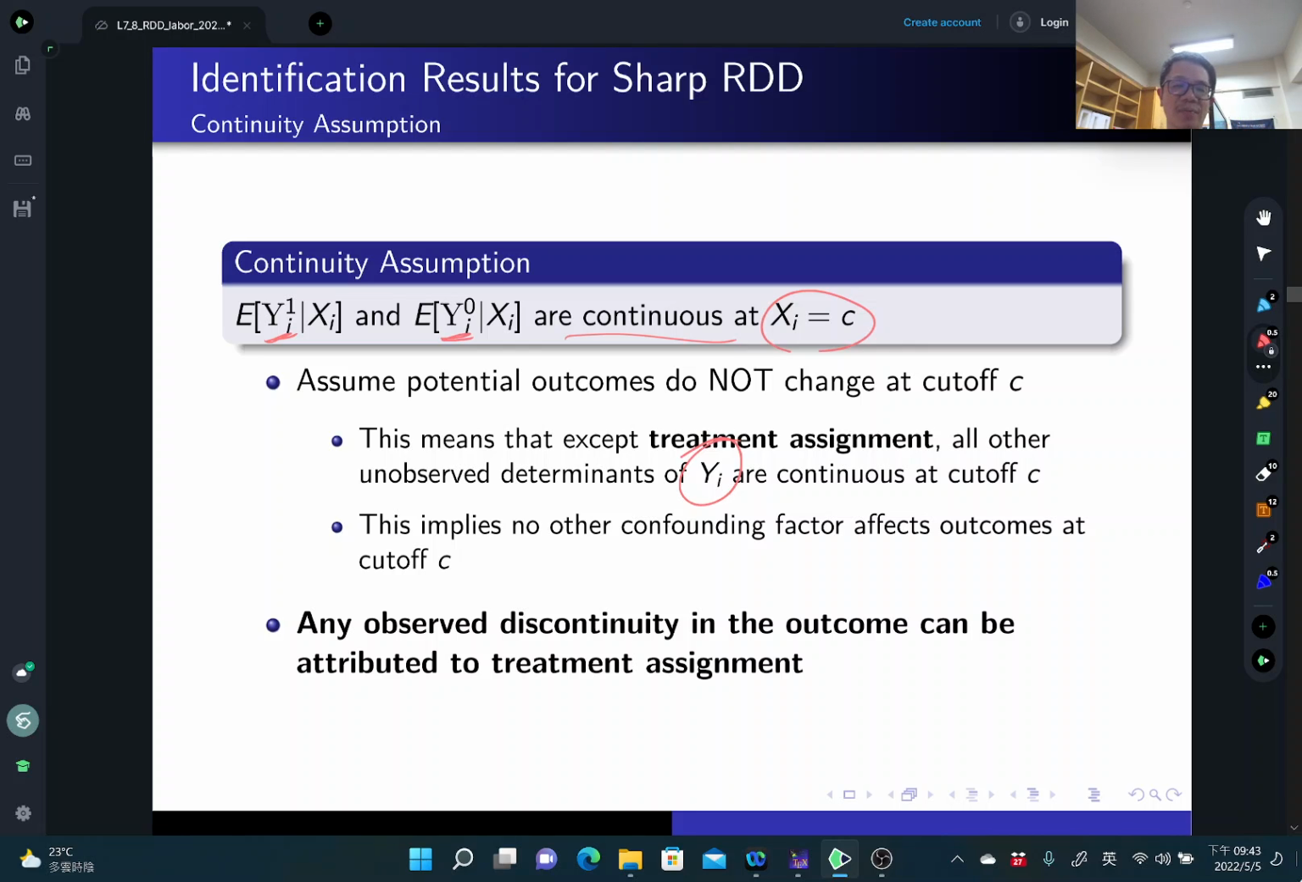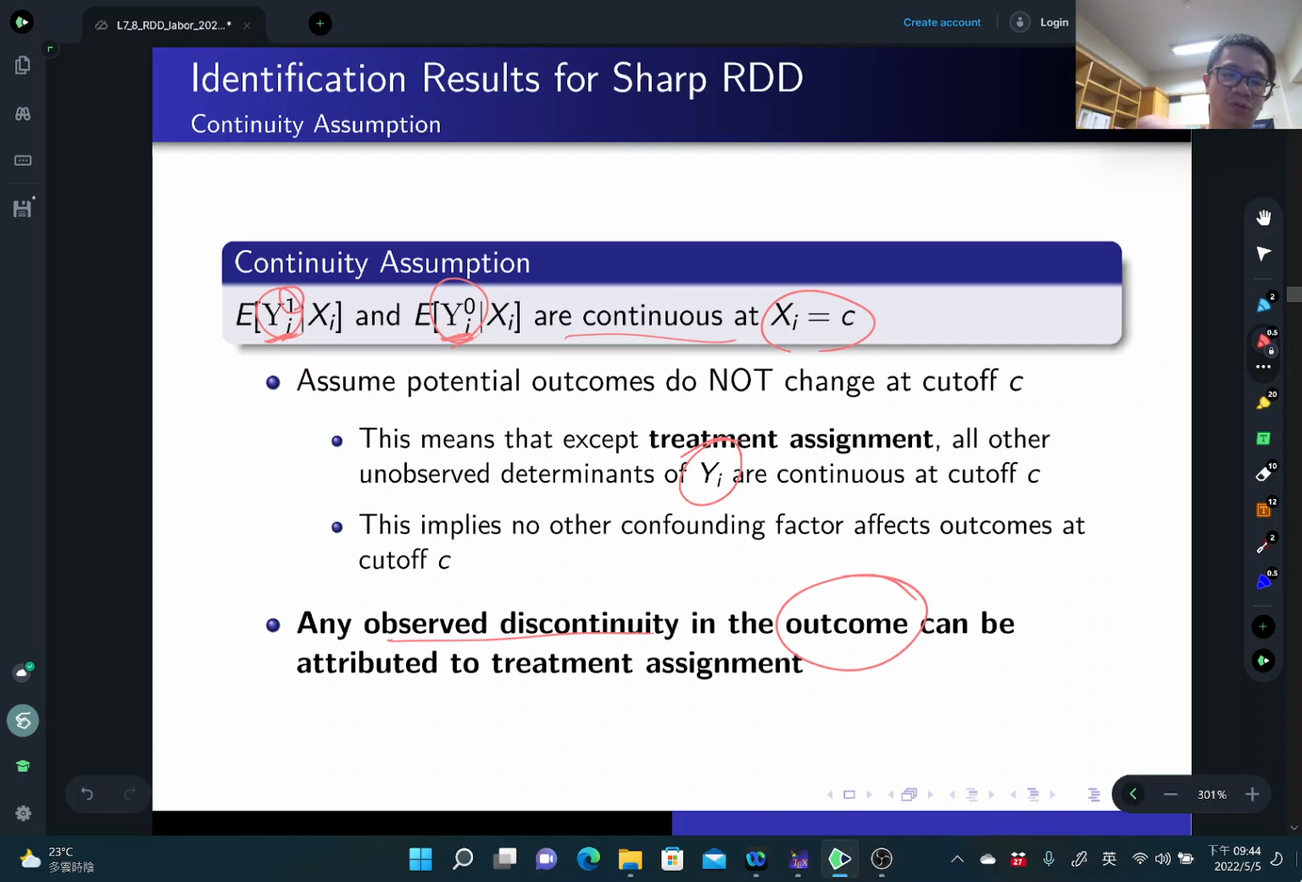So if you find any observed discontinuity in your observed outcome, that can be attributed to the treatment assignment rather than other factors, because any change in the potential outcomes Y1 or Y0 is not related to the treatment assignment. We compare the people who receive the same treatment.